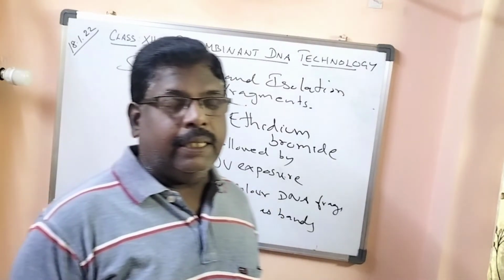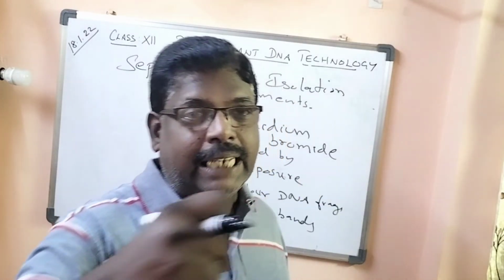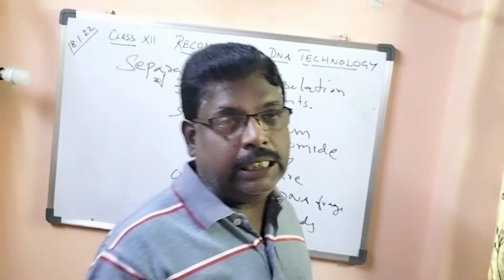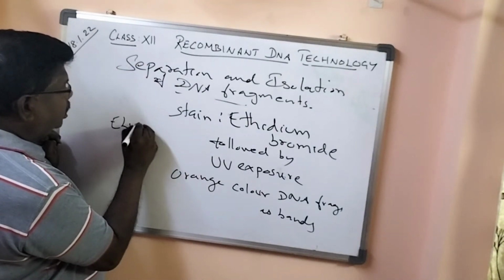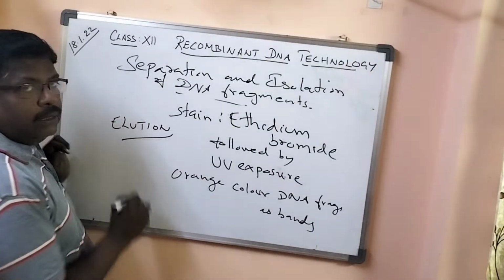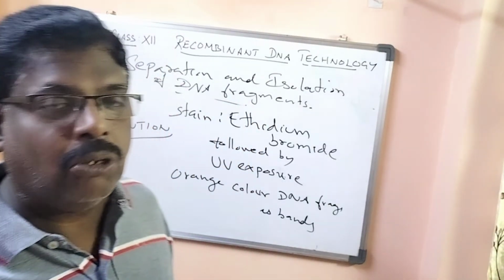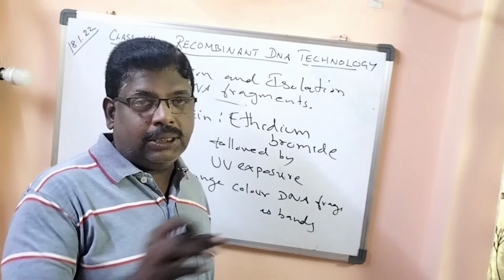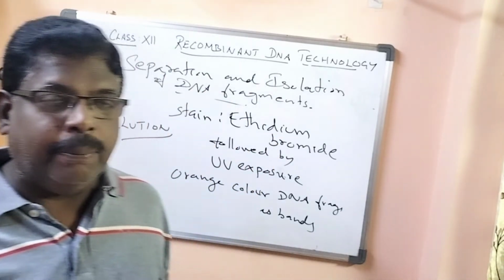So this is a technique. Later, the DNA fragments are extracted from the agarose gel. That particular process is called elution. The separation of DNA fragments from agarose gel is called elution, and that is how the DNA fragments are isolated and separated.